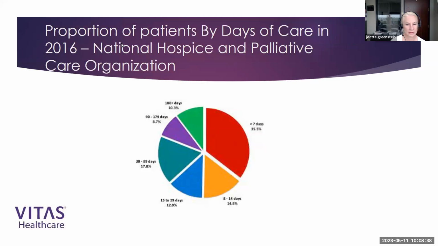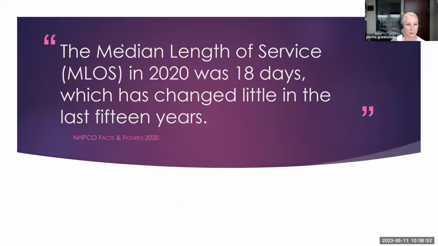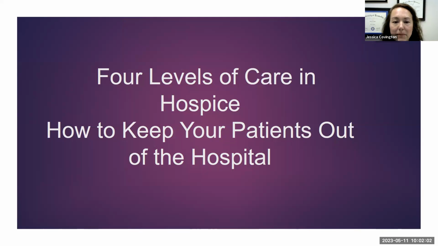So if we move forward to 2016, things aren't much better, right? We still have half the pie with 14 days or less. And then I don't have a pretty pie piece for recent years, but it was reported by NHPCO, the National Hospice and Palliative Care Organization, that the median length of service in 2020 was 18 days, which has changed little in the last 15 years. So the big question is, why are we referring so late to hospice?